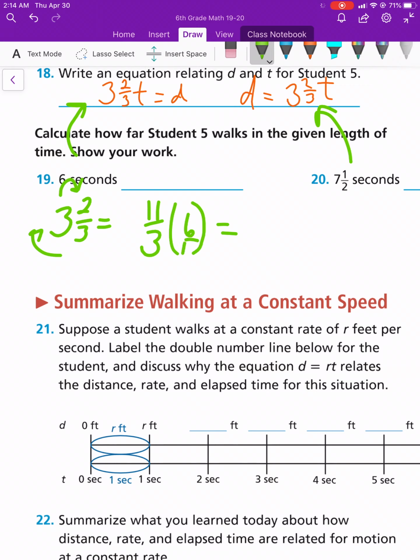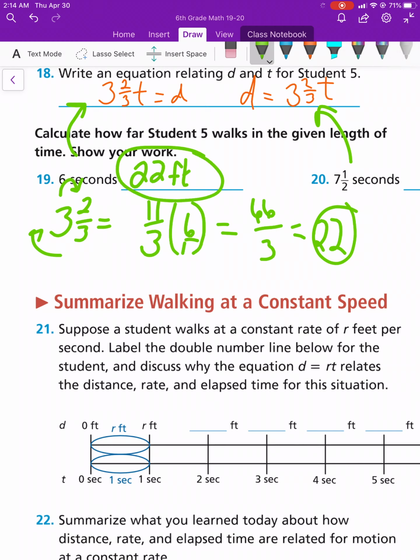Equals, 11 times 6 is 66, over 3. So my answer would be 33. Nope, that's not correct. It would be 22. I'm getting there, guys. Okay, so 22 is my correct answer. And I know that because 66 thirds looks also like this, right? 2 times 3 is 6, 2 times 3 is 6. That leaves me with 22.